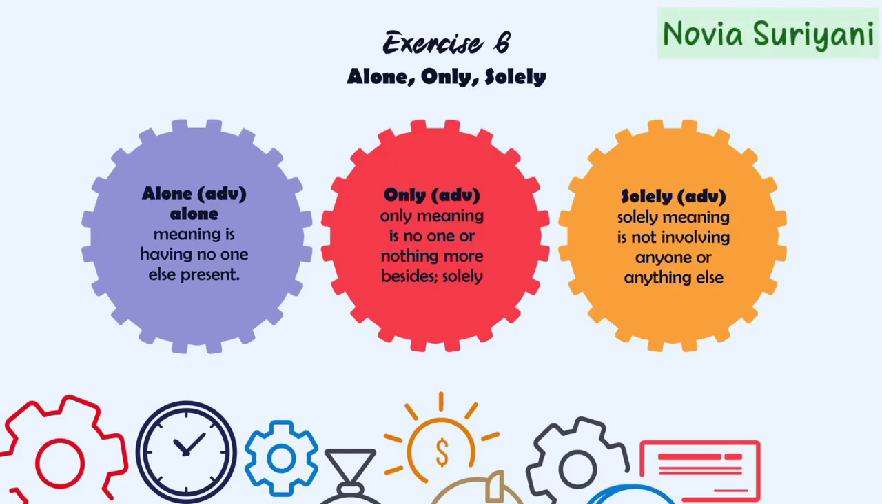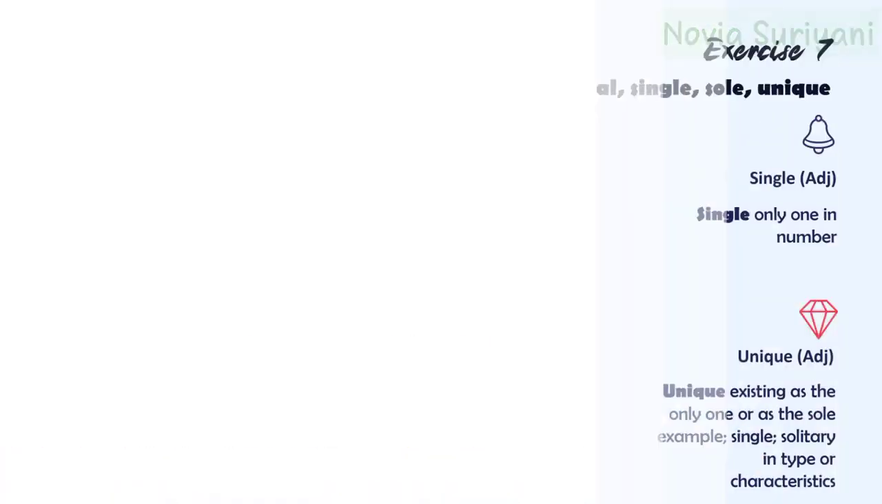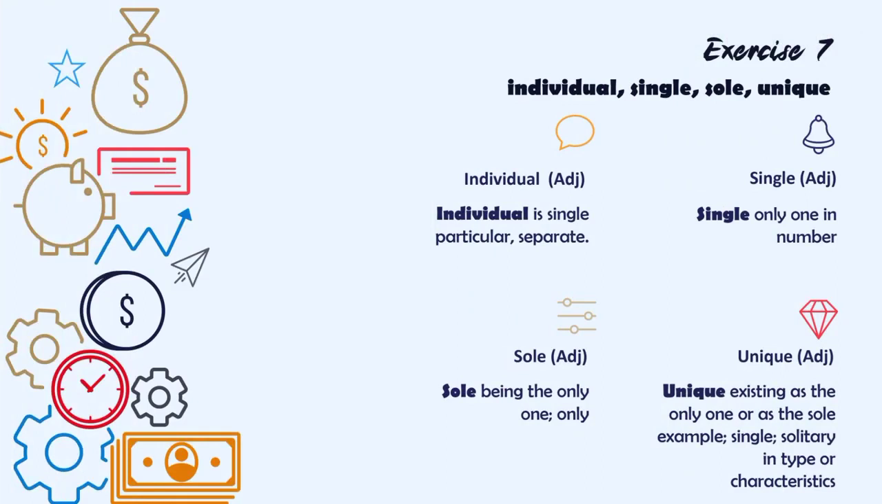Next, exercise 6. Alone, only, solely. Alone is an adjective. Alone is having no one else present. Only is an adjective. Only is no one or nothing more besides. Solely is an adjective. Solely is not involving anyone or anything else.